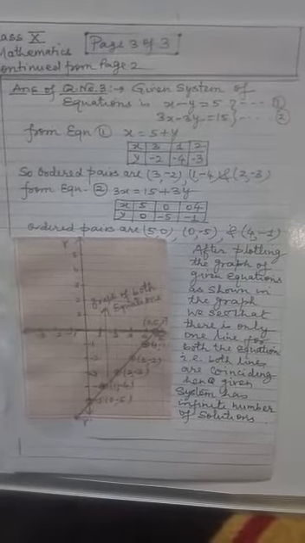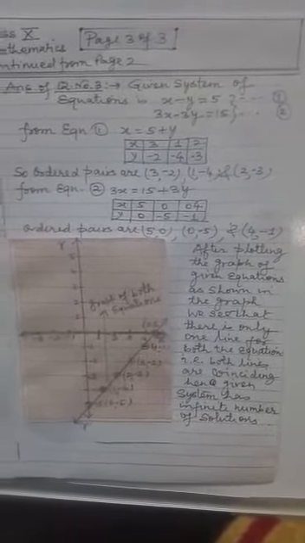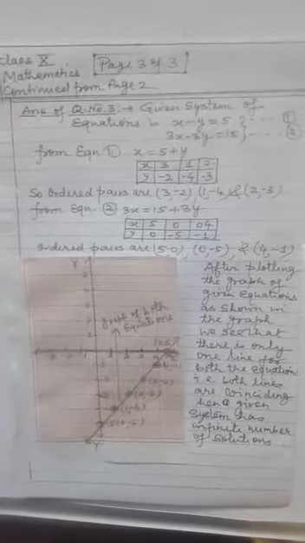In the same way, the ordered pairs are (3, minus 2), (1, minus 4), (2, minus 3). And from equation 2, 3x equal to 15 plus 3y. After substituting the values of y, you will get x respectively, and the ordered pairs are (5, 0), (0, minus 5) and (4, minus 1).